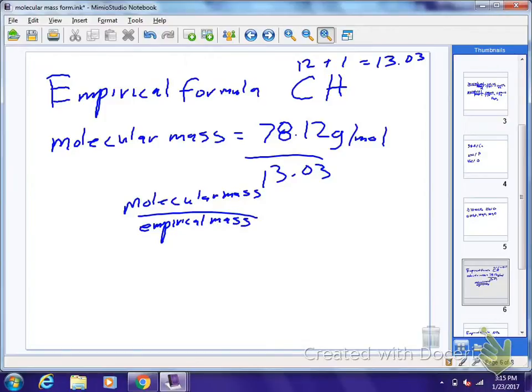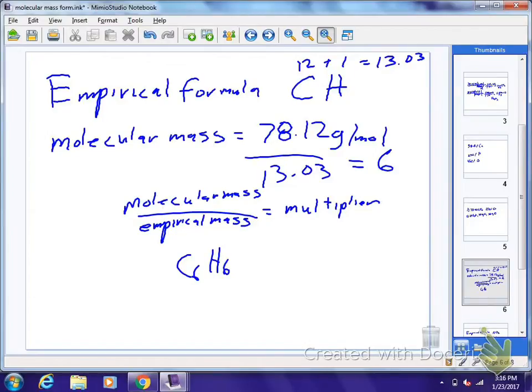The actual formula. Sometimes you don't get the actual molecular formula. So, what we would do, this is a multiplier that we would multiply all our subscripts by in our empirical formula. So in this one I get 6. So what would be my formula? C6H6.